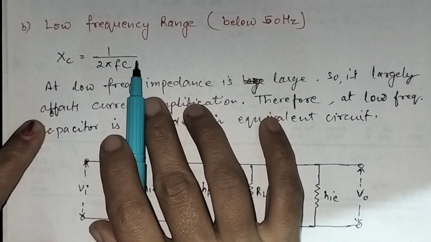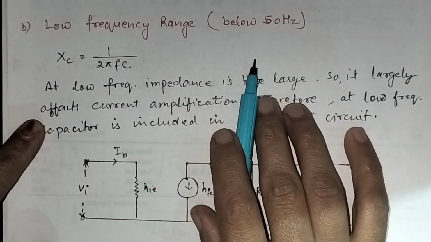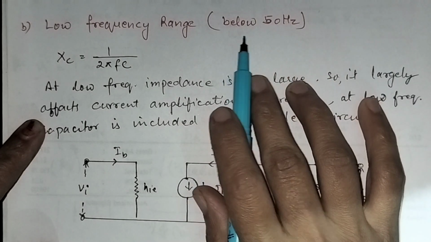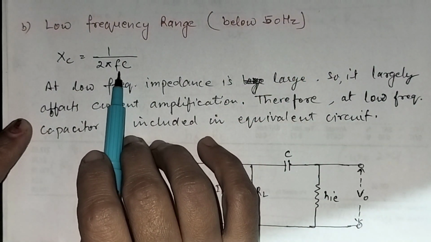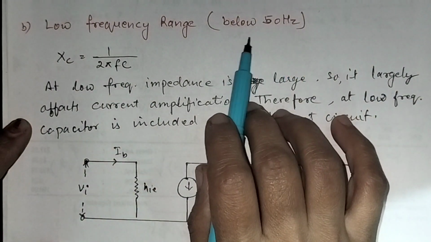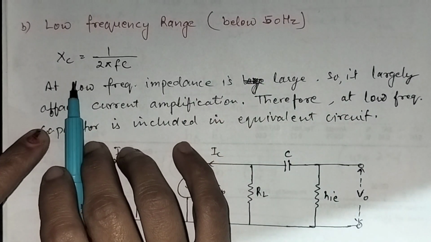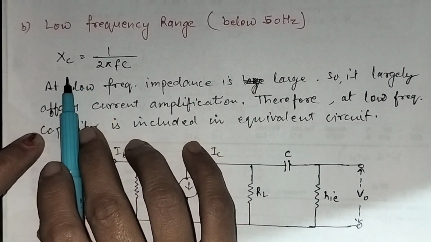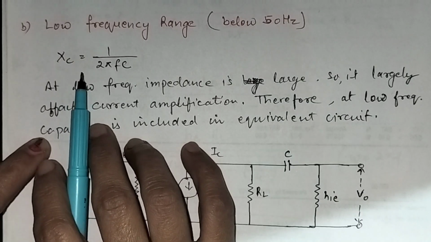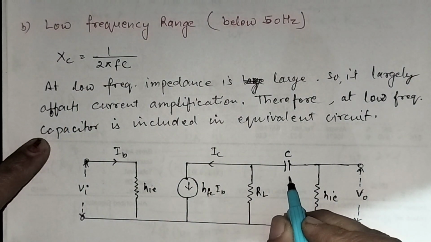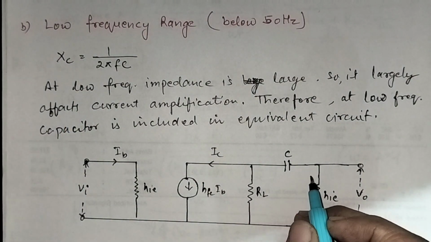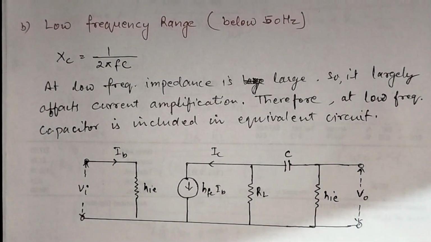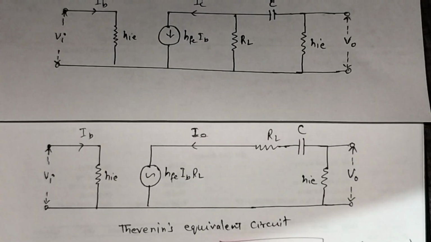Now we'll analyze the RC coupled amplifier at low frequency range, meaning below 50 Hz. If the frequency of the input signal is low, below this 50 Hz, the reactance of the capacitor is large. It will affect the current gain. So we have to include this in the equivalent circuit. So we have included it in the equivalent circuit. Now we'll analyze using this equivalent circuit.